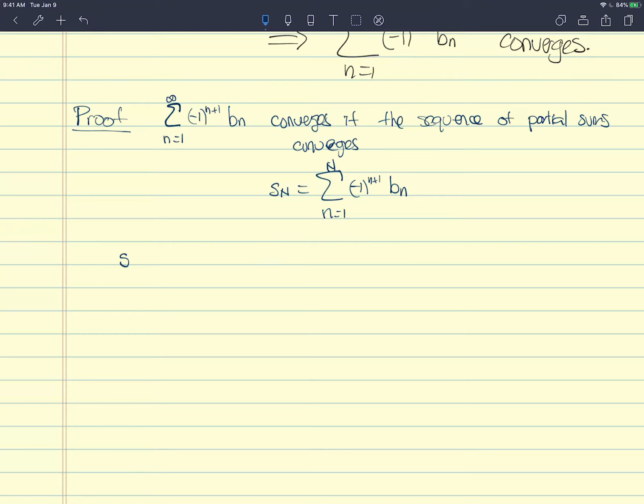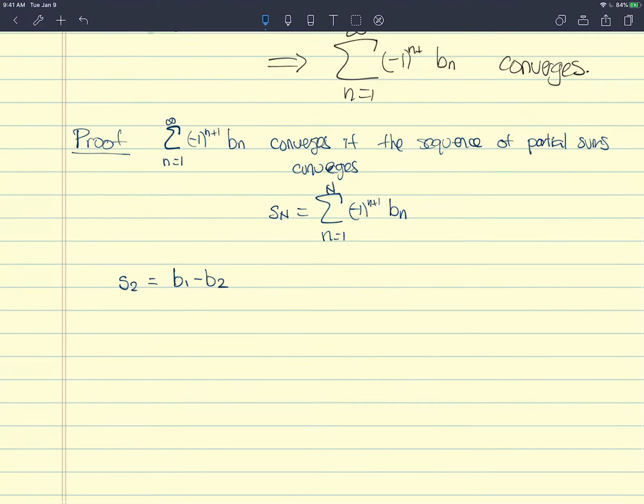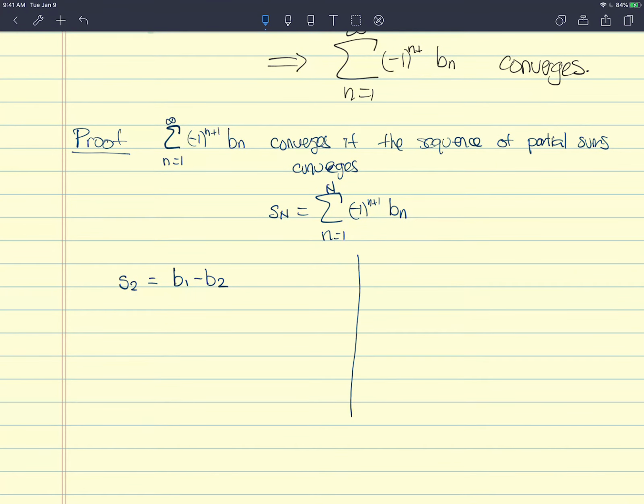Look at this. S2 is going to be adding the first two terms, so it's b1 minus b2. Now remember that since the sequence bn is decreasing, we know that b2 is less than b1, which means that b1 minus b2 is positive, correct? So let me write that down.